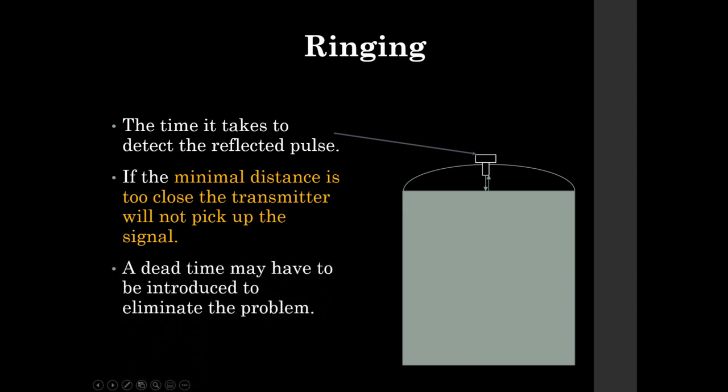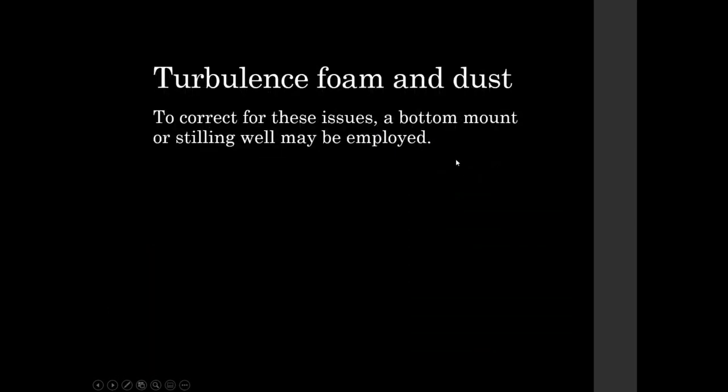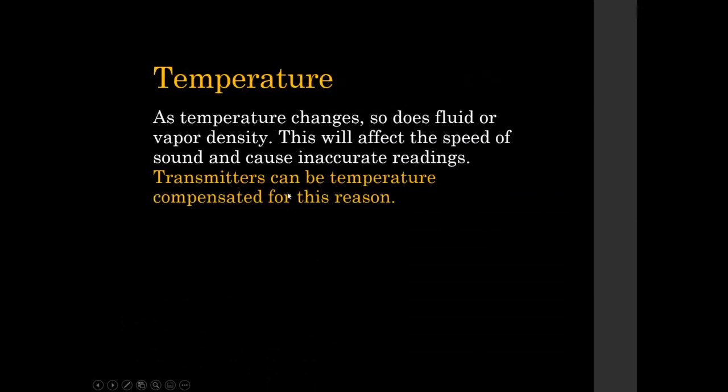Okay, dead time may have to be introduced to eliminate the problem. So a couple things that you can do, you can either lower your upper range value, or you can add a nozzle on here and raise the transmitter to alleviate that condition. Turbulence, foam, and dust. Couple things that you can do, bottom mount or stilling well, and we've seen the stilling well before, and we saw a diagram earlier of mounting it on the bottom, which takes the foam, dust, and vapor out of play entirely.